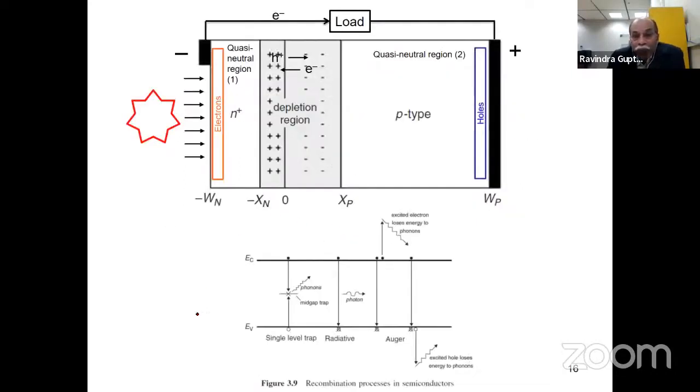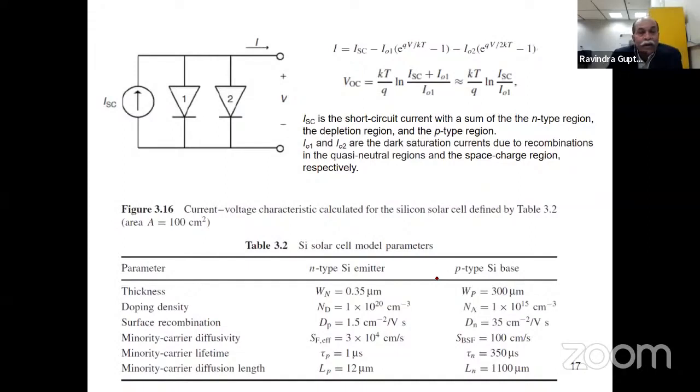And we have recombination also, three types of recombinations: single level trap because of the impurities, radiative from the valence band to the conduction band, and from the conduction band to the valence band. Then we have the Auger type of recombinations also. Recombination is not good at all, so we have to reduce the recombination. And this is the model. We have two types of recombinations: one from the N-type region and P-type region, another from the depletion region.